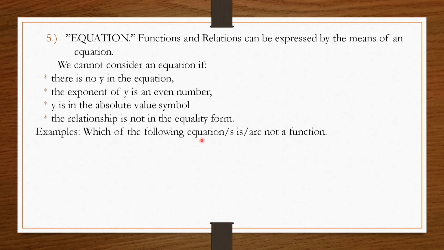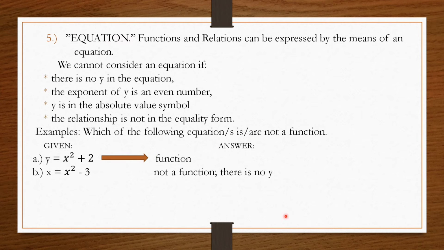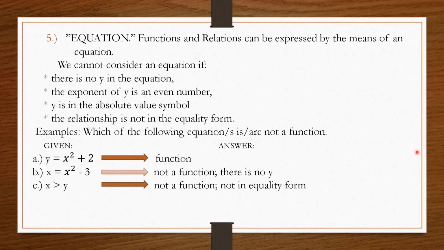Which of the following equations are not a function? Give an answer. Our first example, we have y equals x squared plus 2. Then it is a function because it follows the rules. Our next example, we have x equals x squared minus 3, and it's not a function since there is no y. In our next example, we have x greater than y, and it's not a function because it's not in equality form.